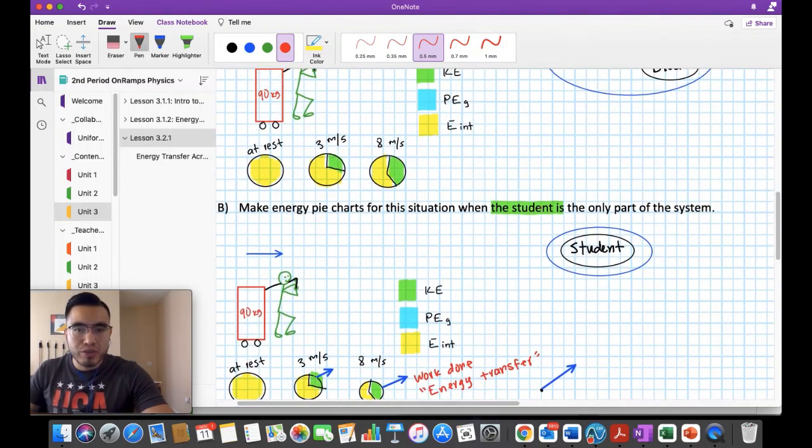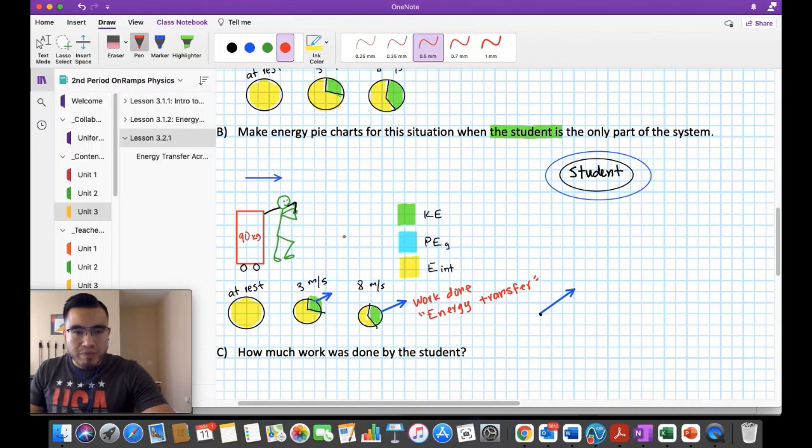Don't forget that you can have work done, or you can have transfer of energy outside the system boundary or going into the system boundary. If the block was the subject, the only part of the system, then it would start with no energy because the block cannot do anything on its own because this is a thing. And then it would have an arrow going in because it's getting an energy transfer, right? So work is being done onto the block, so the arrow would be flipped, right?